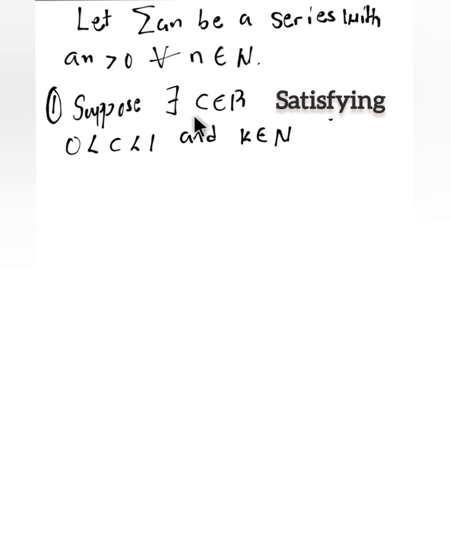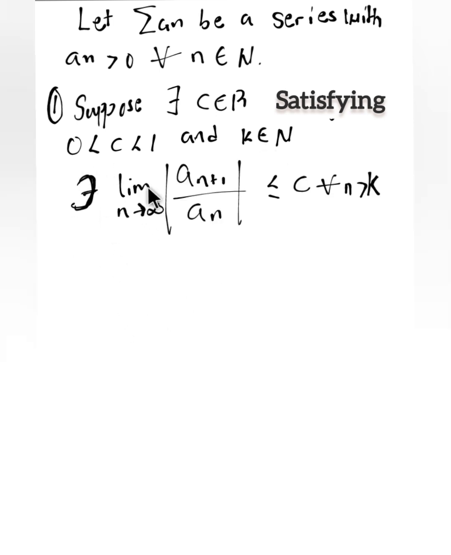Ratio test. Let the summation of an be a series with an greater than 0 for all n an element of the natural numbers. Suppose there exists a number c which is an element of the real numbers, satisfying 0 less than c less than 1, that is c is between 0 and 1, and k is an element of the natural numbers, such that the limit as n tends to infinity of the absolute value of an plus 1 over an is less than or equal to c for all n greater than k, and the series converges.